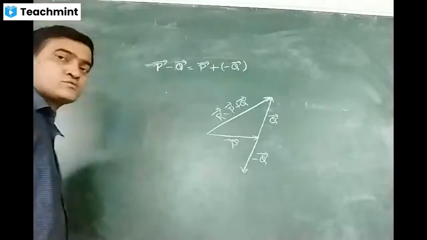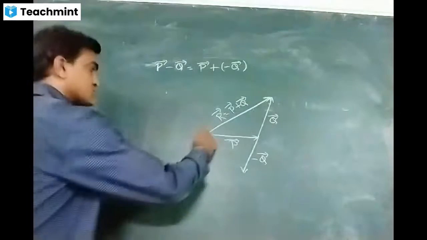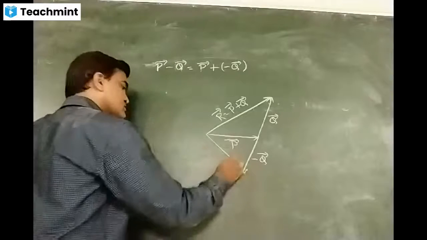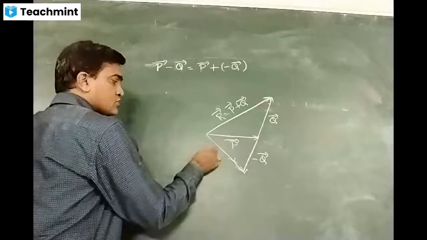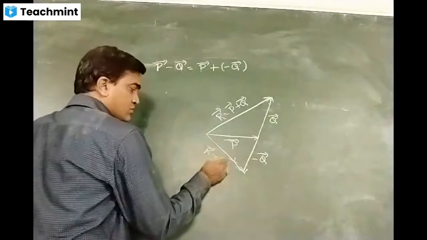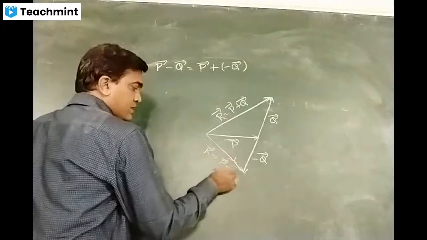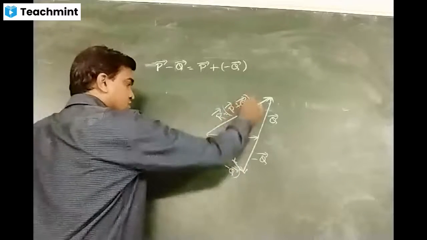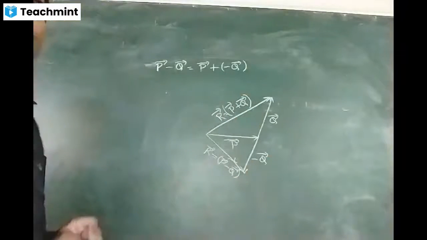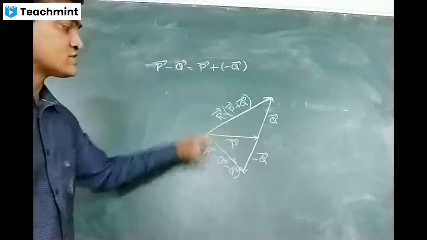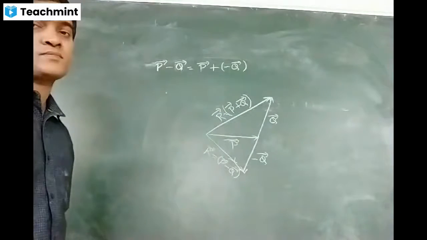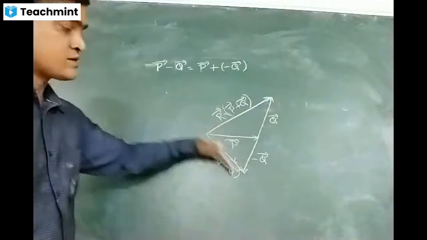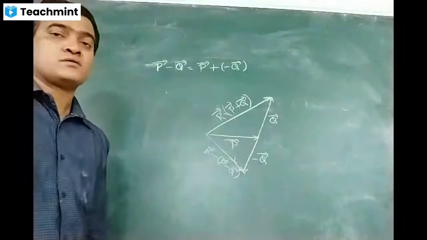From the tail of the P bar to the head of the Q bar, this is the direction of the resultant. P bar minus Q bar, this is the value of the resultant. Now, if you look at the directions, I cannot say these two are the same, because P bar plus Q bar and P bar minus Q bar are in different directions.